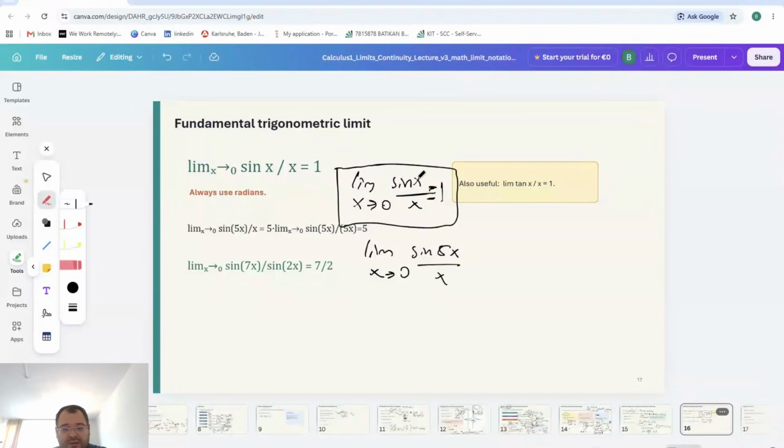How can you make this function similar to this? We have x and x here. We have 5x here, so you must have 5x here also, so that we can solve this problem. So we have put 5 here already, so for the numerator we must put 5 here also. So the limit as x goes to 0 of 5 times sine 5x divided by 5x. You can just put 5 outside according to the constant rule in the limit: 5 times the limit of sine 5x divided by 5x.